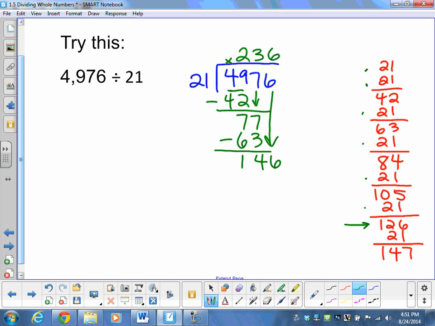We know 6 times 21 is 126. And I subtract to see what's left over. 6 minus 6 is 0. 4 minus 2 is 2. 1 minus 1 is 0, so I write nothing. That is our remainder since there are no other numbers left to bring down. So our final answer was 236 and 20/21.